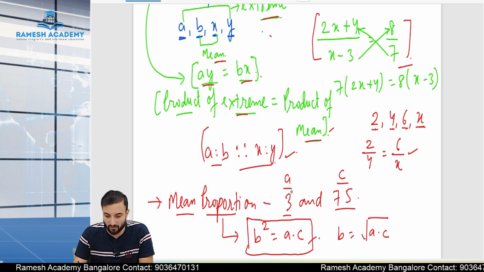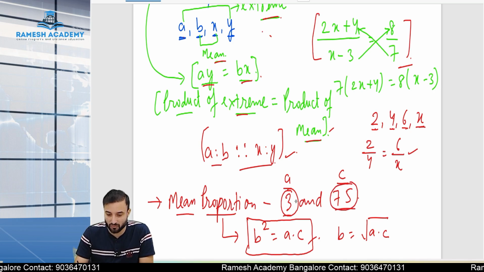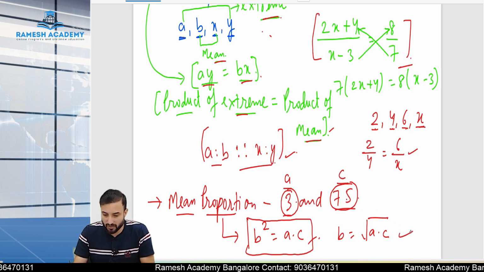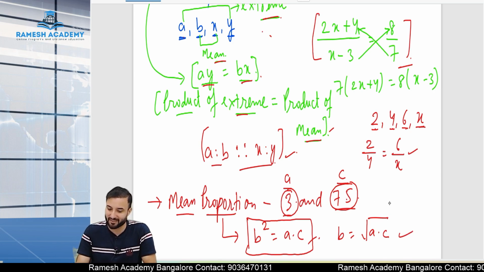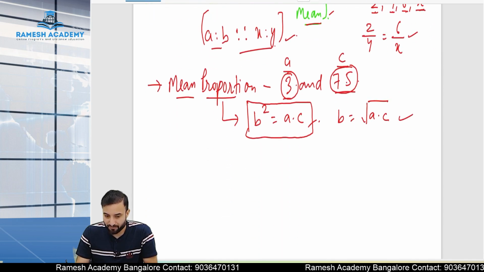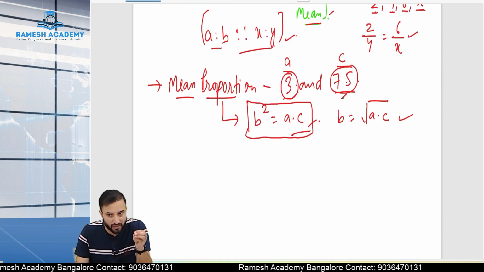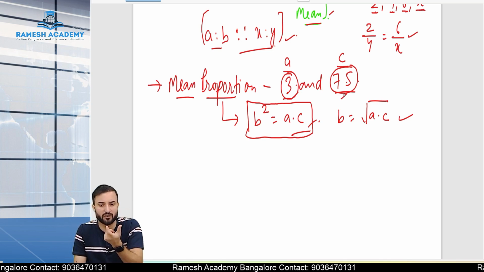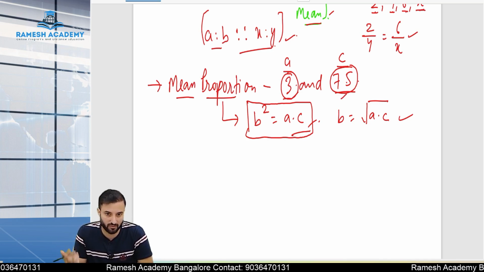We will take the first value every time as A, and the second value every time as C. So A into C, 3 into 75, whatever you get, you have to take the square root. You will get the mean proportion. The formula is B square equals A into C. That's it. Whatever two values are given, the first value is A and the second value is C, because you have to find the mean proportion.